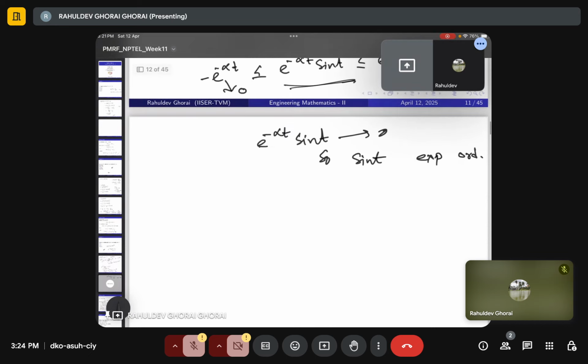Right? So similarly, cos hyperbolic t, what is that? e to the power minus x plus e to the power x over 2, right?